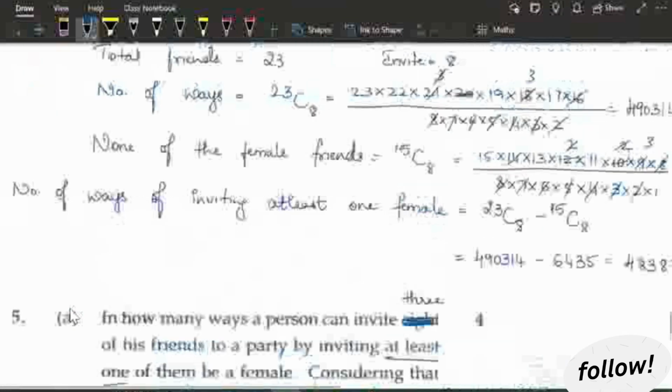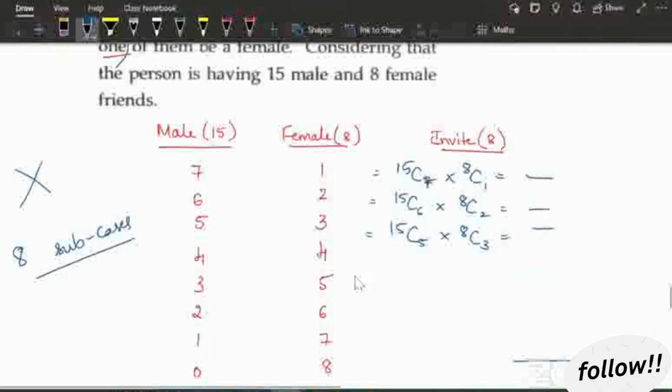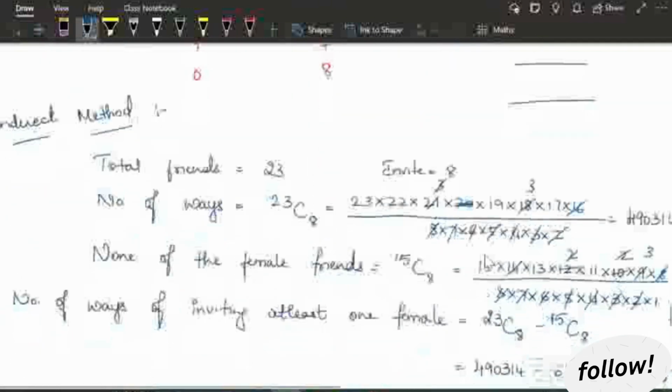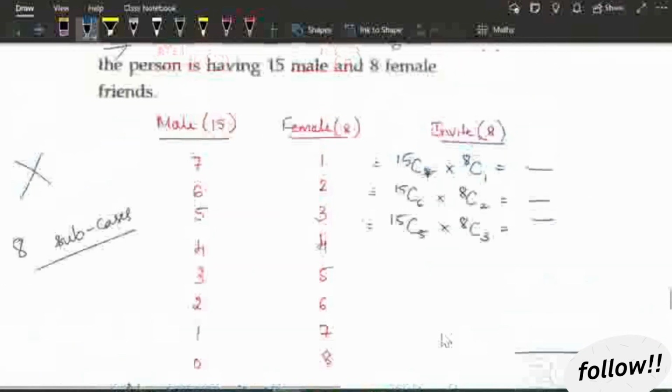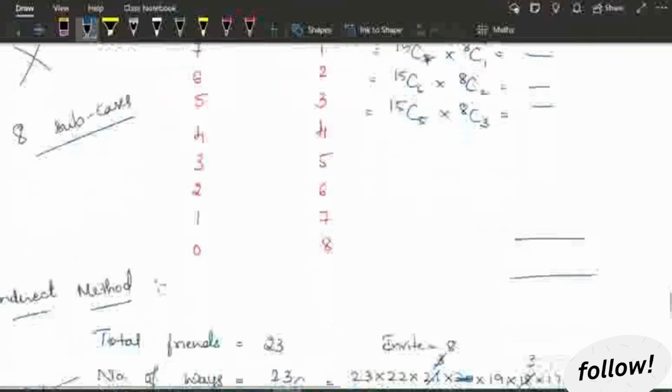In the previous case, we didn't use the direct method because we had 8 subcases, which is way too much to calculate. So what we did is one calculation, 23C8, which is the total, and we found out how many ways none of the female friends are included. Only 2 calculations we did and we subtracted. That gives you the answer. When there are many subcases, only then you use the indirect method.